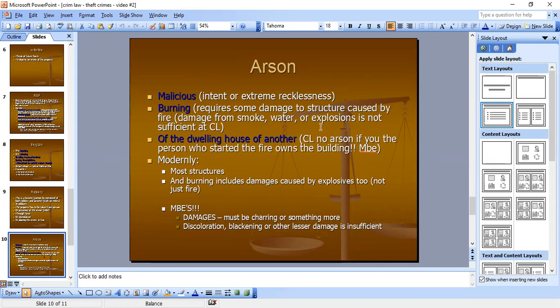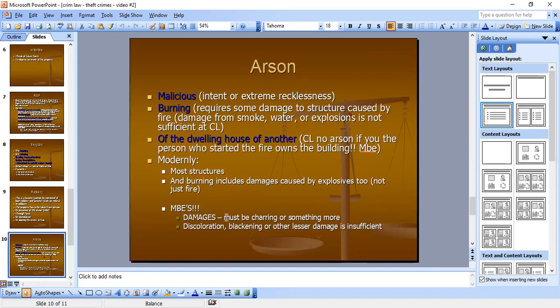Damage from smoke, water, or explosions is not sufficient at common law. I'll tell you down here, in modern law it is. Of the dwelling house of another: you cannot burn your own structure. You cannot burn your own house. A lot of MBEs, it's not considered an arson and they will not be guilty of arson. Common law, no arson if you, the person who started the fire, owns the building. Modernly is most structures, and burning includes damages caused by explosives down here for modernly, not just fire.